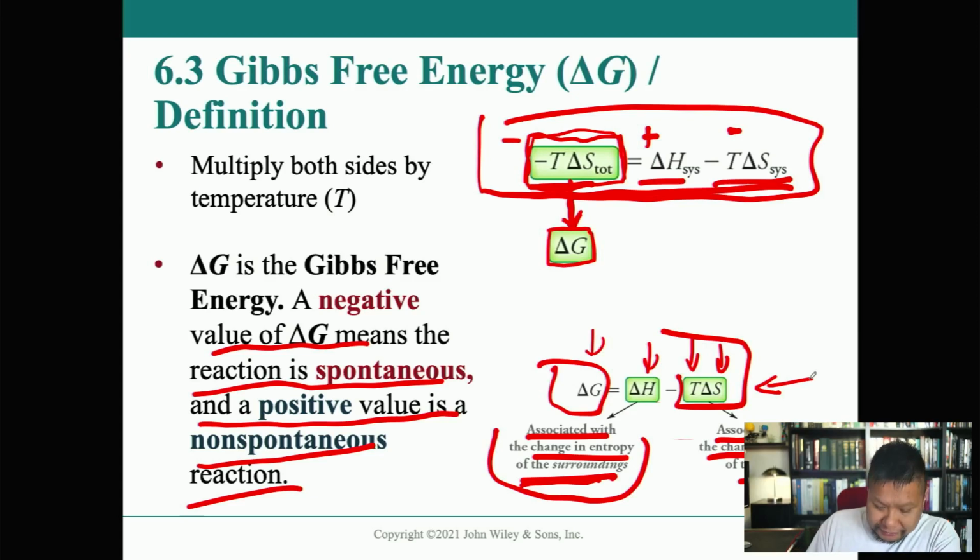The other thing to remember too: if delta G is negative, it's spontaneous. It will happen no matter what happens. You don't have to interfere with it, right? Whereas if delta G is positive, it's non-spontaneous. It's not just going to happen. Okay?